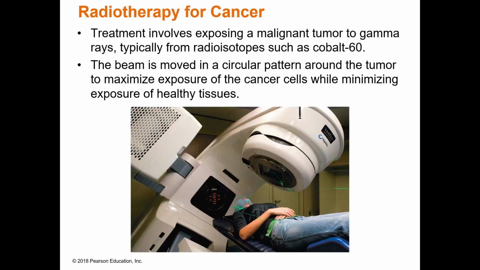Now let's talk about radiation therapy or radiotherapy. This is a treatment, not just a scan. It works by targeting a malignant tumor with a focused beam of gamma rays, often from sources like cobalt-60. To minimize damage to healthy tissue, the beam is usually rotated around the body, so the tumor gets a high dose from all angles, but healthy cells only get brief exposures.